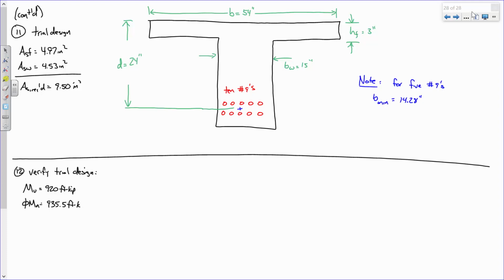Is that a good design? Is that a safe design? Yes, because the capacity, the φMn, is greater than the Mu. In fact, the efficiency is 98.3%. And for this design, the strain is greater than the limiting strain, which verifies that phi equals 0.9, and your area of steel is greater than As min. So that design does work.